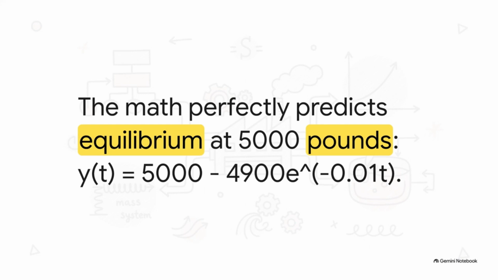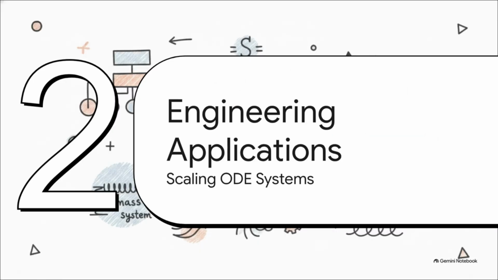But here is the real aha moment. Why does our salt curve eventually just flatten out at exactly 5,000 pounds as time stretches toward infinity? Well, mathematically, it's because that exponential term decays to 0. But physically, the tank is just reaching a steady-state equilibrium that perfectly matches the inflow concentration. 5 pounds per gallon in a 1,000-gallon tank equals exactly 5,000 pounds. The math perfectly, flawlessly predicts the physical reality. I love it. Finally, let's look at Section 6, ODEs in broader engineering applications.